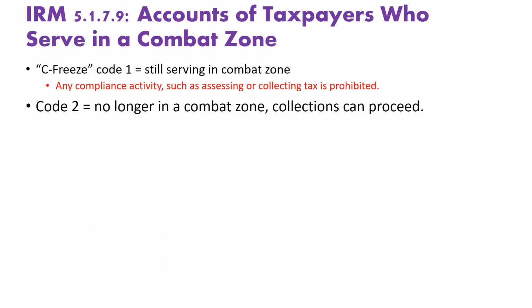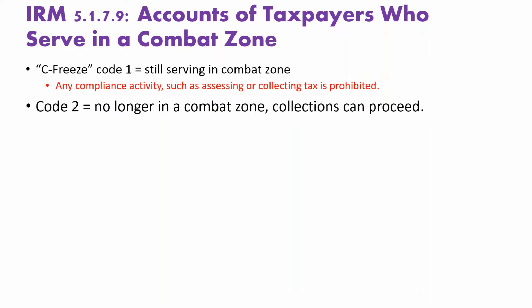So let's start with one of the most important things that you need to look for on a transcript when you're doing a transcript analysis of an active duty military person or a Department of Defense contractor overseas, or certain State Department personnel and State Department contractors. And this is called the C freeze, also aka the combat zone freeze.